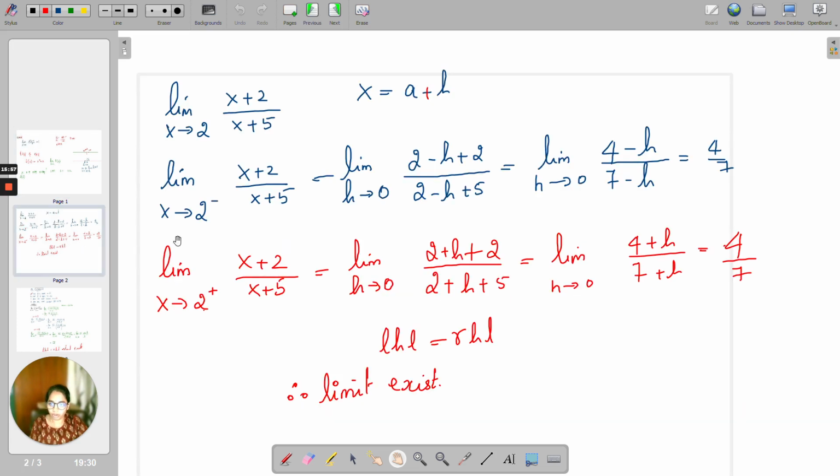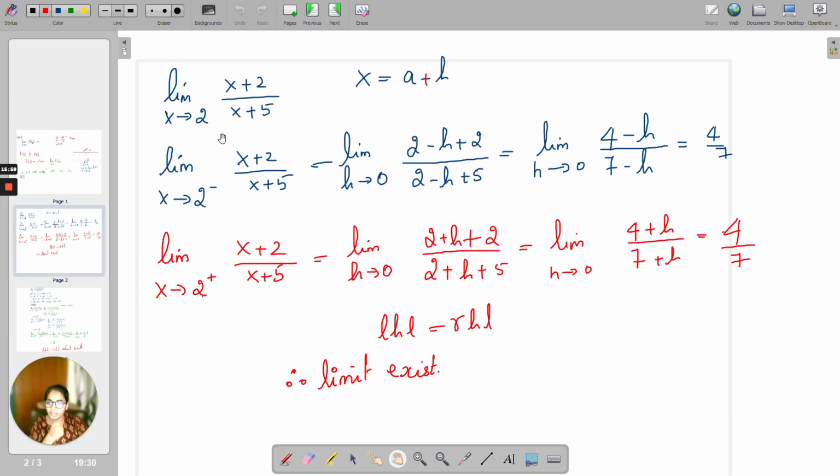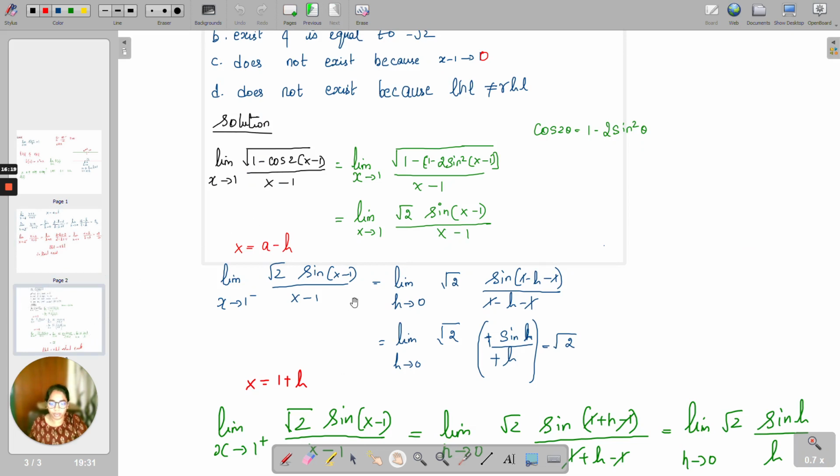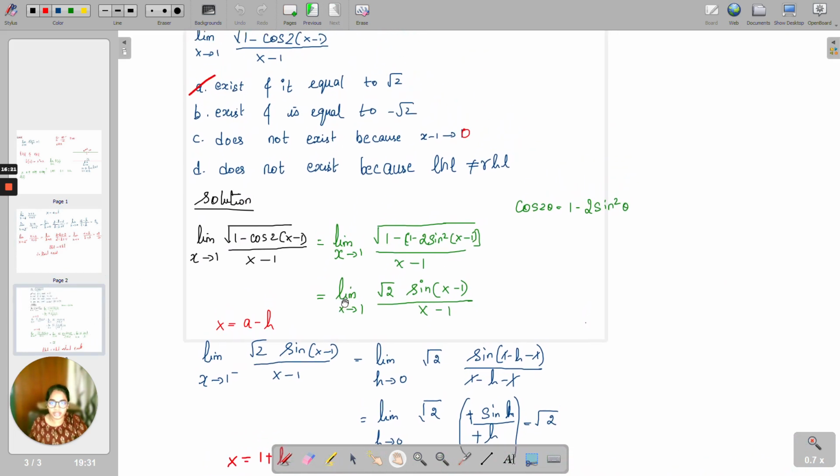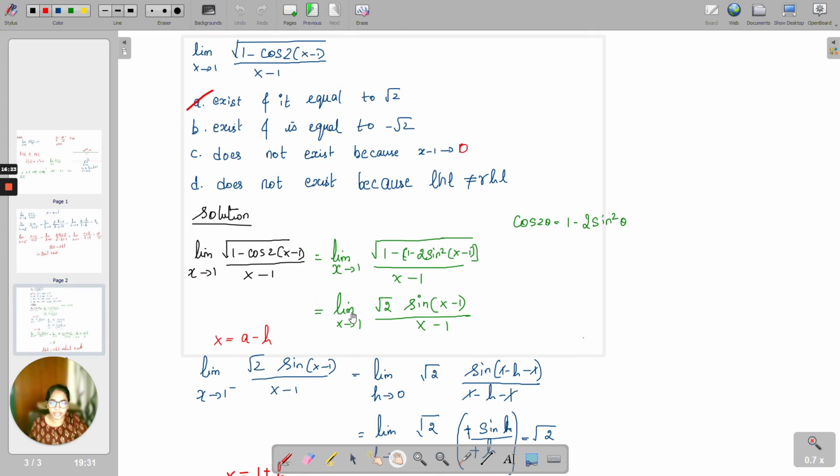Okay, we took a problem. Limit x tending to infinity, x plus 2 divided by x plus 5. We replaced x with a minus h for LHL. We replaced x with a plus h for RHL. And they both were equal. So we said that limit exists. And then we solved a JEE problem. Yes, this is useful for JEE Mains.